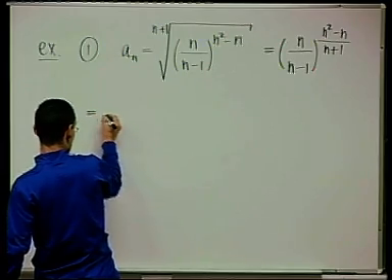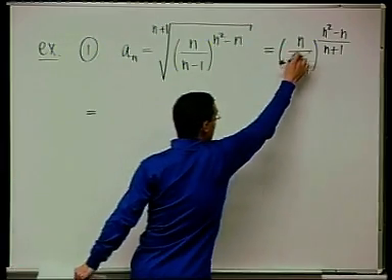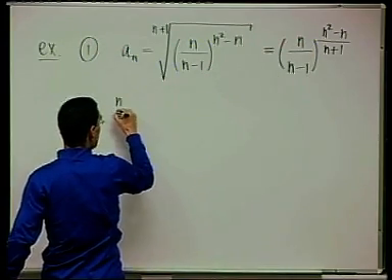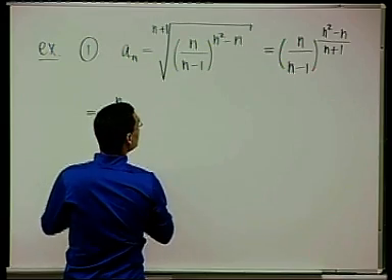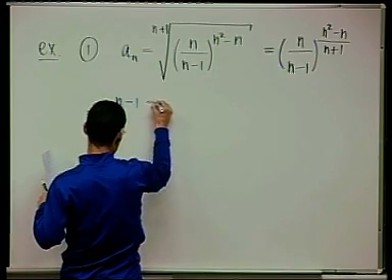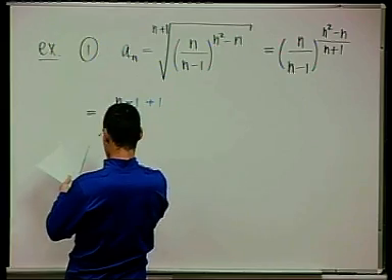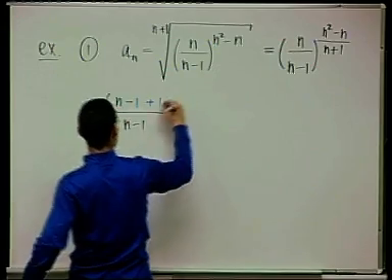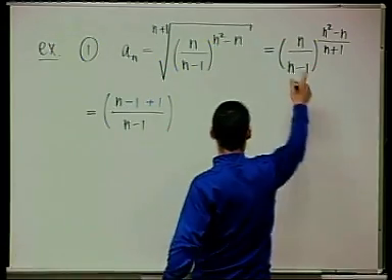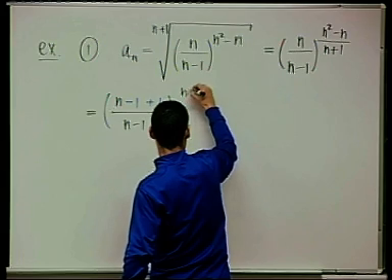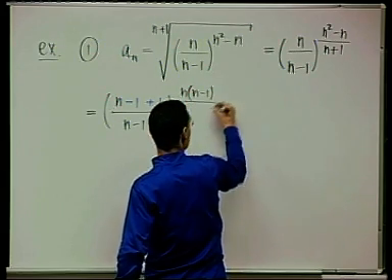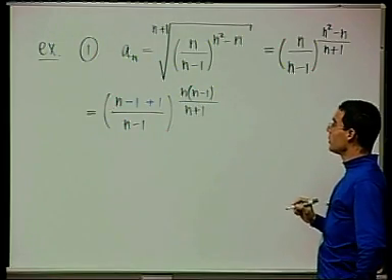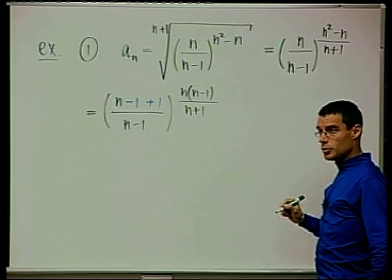Now what I'm going to do is subtract 1 and add 1 over here. And the reason for doing that, let me do it in blue, is precisely to make it e-ish. So I get this, and on the power I'm going to write n times (n minus 1) divided by (n plus 1). Does everybody agree to this highly non-trivial step?